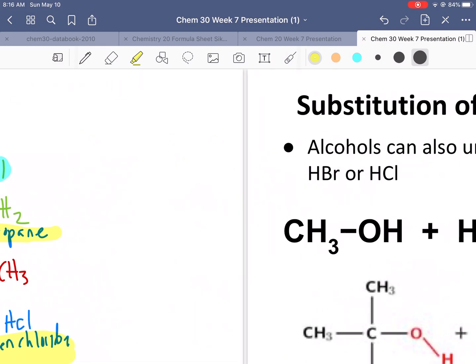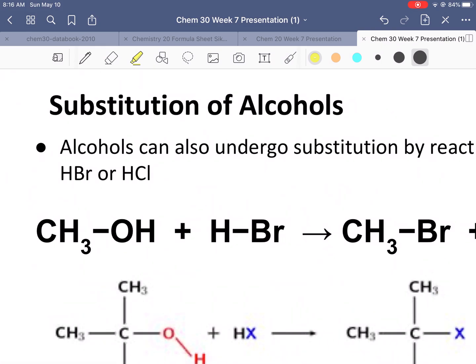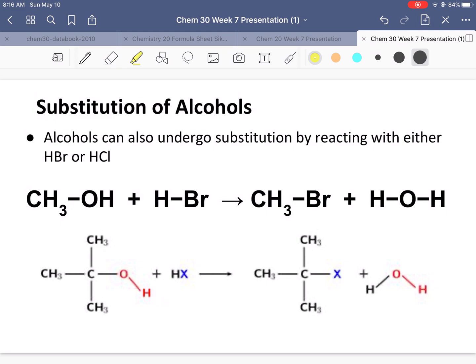Well, what if we have another possible scenario? Here's another thing that could happen. You could have an alcohol that is reacting and undergoing substitution, and it's going to be with either hydrogen bromide or hydrogen chloride. This is not with a halogen, this is with a hydrogen halide, right? It's not just bromine, it is hydrogen bromide. It's not just chlorine, it is hydrogen chloride.